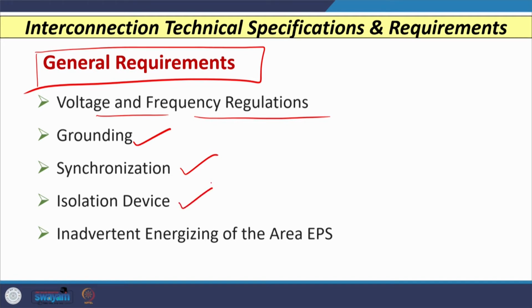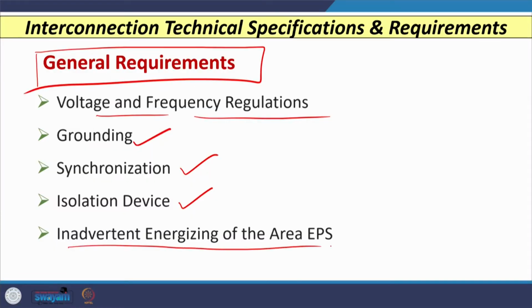What type of isolation devices we are going to use, whether we use a circuit breaker, a recloser, or some sectionalizing switch, that is important. And inadvertent energizing of certain distributed generators or distributed energy resources in the grid is also an important issue.